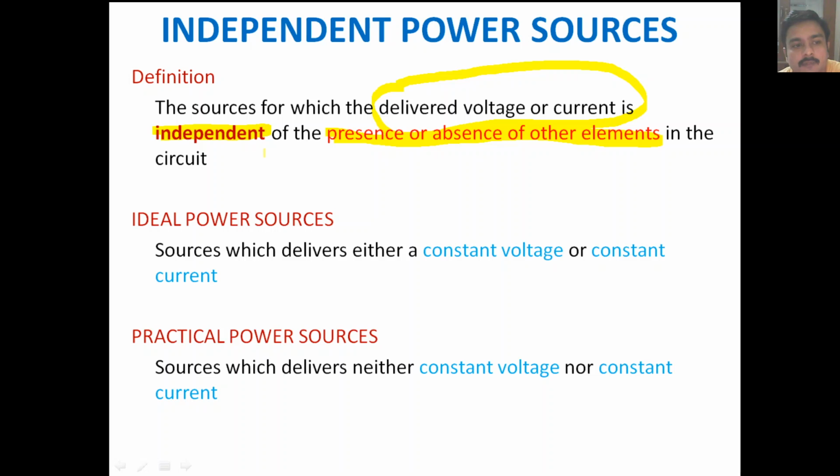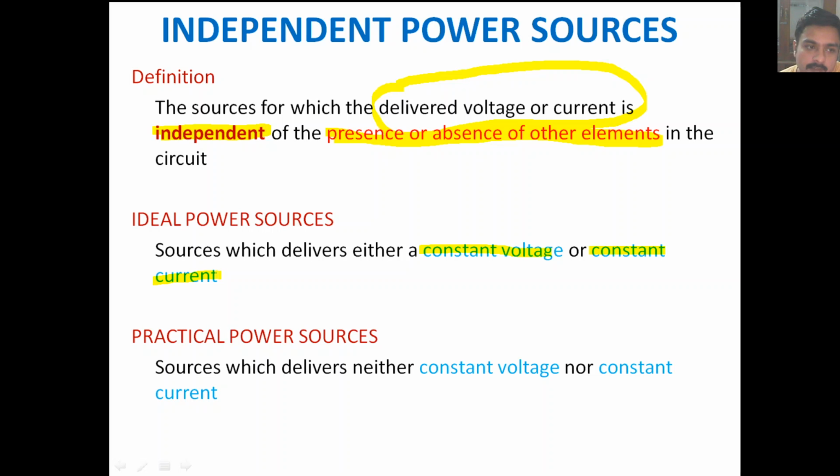Now in this we can further classify them as ideal or practical power sources. The ideal ones are those which will have either a constant voltage or a constant current. Those are the ideal sources. The voltage should be constant along with resistance. The current should be constant along with resistance. Both cannot be constant. Only one can be constant.